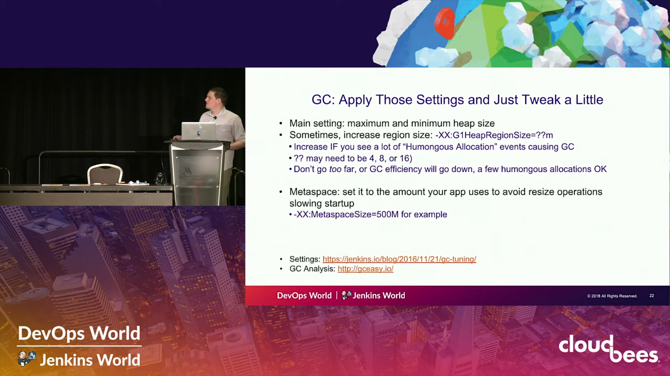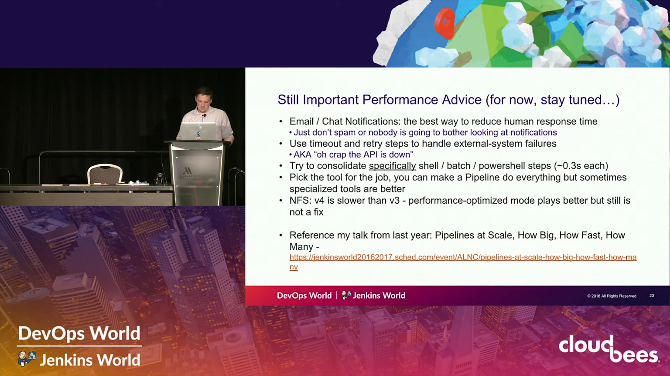They're multiples of 2, with all units in megabytes. The catch is if you make it too large, your efficiency of the GC will go down a little bit. So don't make it like 64 megs if you don't need to. Metaspace also, you can tune this a little bit so that it doesn't have to resize this in cycles after your master starts up. It helps a little bit with startup times. Okay, so that's kind of GC specifically.